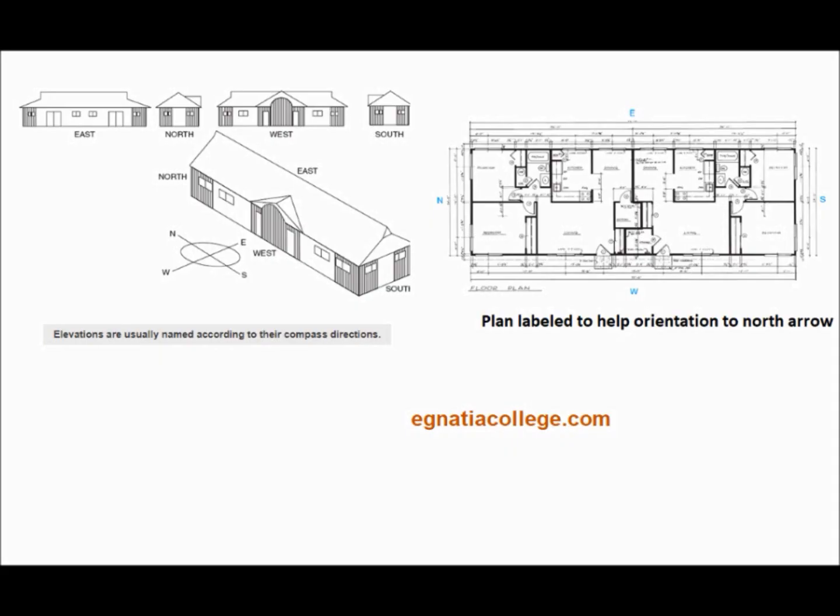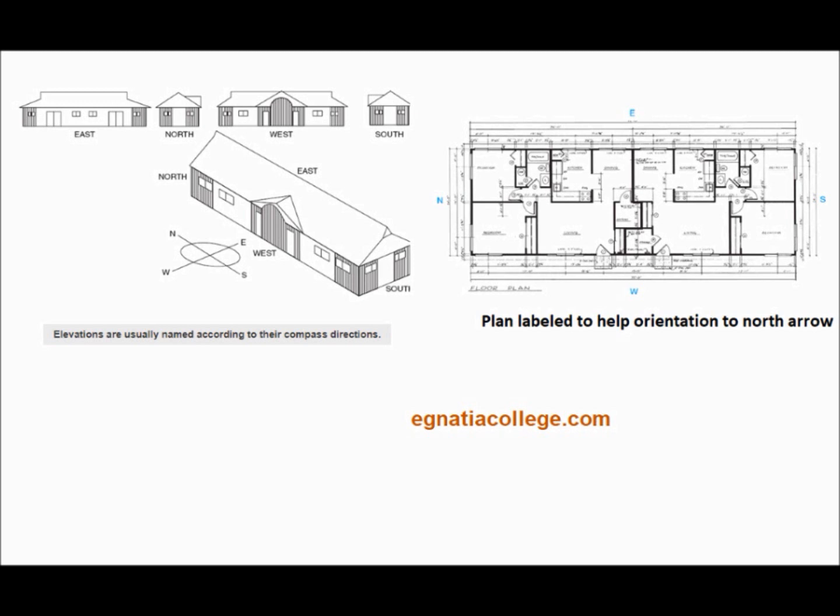It is important to determine the relationship of one drawing to another. This is called orienting the drawings. Elevations are sometimes named according to compass directions. The side of the house that faces north is the north elevation, and the side that faces south is the south elevation. When the elevations are named according to compass direction, they can be oriented to the floor plan, foundation plan, and site plan by the north arrow on those plans.